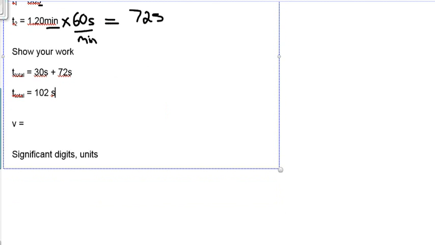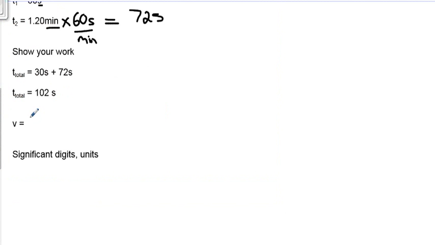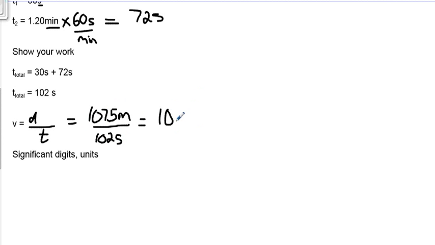Now that I have all my variables set to go, I can calculate my speed. Speed is equal to distance divided by time. In this case, our distance is 1,075 meters divided by 102 seconds. Notice how I'm including the units in my work. The number that I get when I type this into my calculator is 10.539 meters per second.